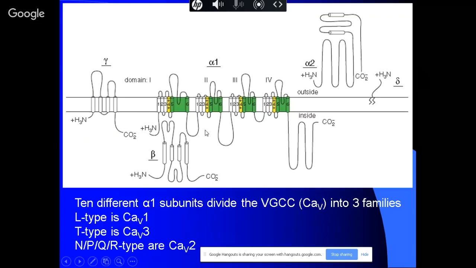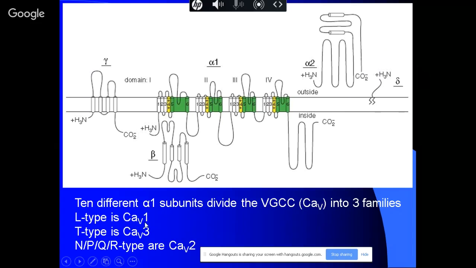Here's another view of it, showing you that it has these intramembrane loops and transmembrane loops and all the things that we have previously discussed. And here are the peptides that are available to modulate it. That's what's important. What's also important is that the different alpha 1 subunits divide voltage-gated calcium channels into 3 different families. And this is where you go back to the L type, the T type, and all the others, N, P, Q, R, sort of type. But now we give them new names.